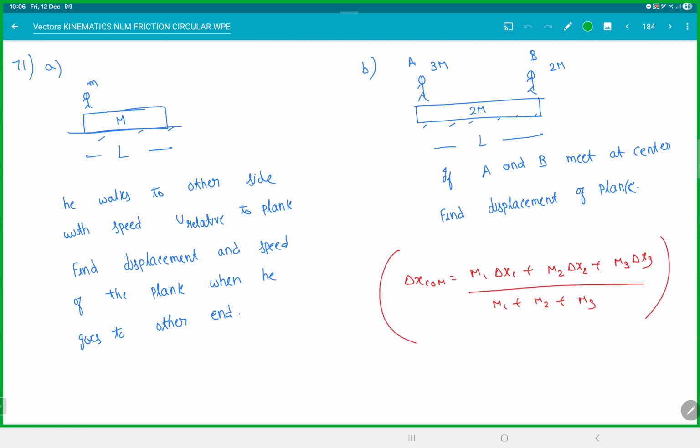Man walking on a plank. Let's get these two. Standard result, first one. Second is a variation. So there are two people, A and B, they walk towards each other, plank of length L. Find the displacement of the plank.